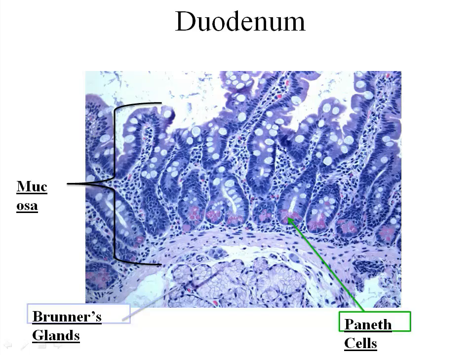Now, if you remember the structures in the stomach, the gastric gland, similarly here we have depressions or hollow spaces on the surface. There they are called crypts. The openings of the crypts, or the crypts themselves, are depressions in the lamina propria.